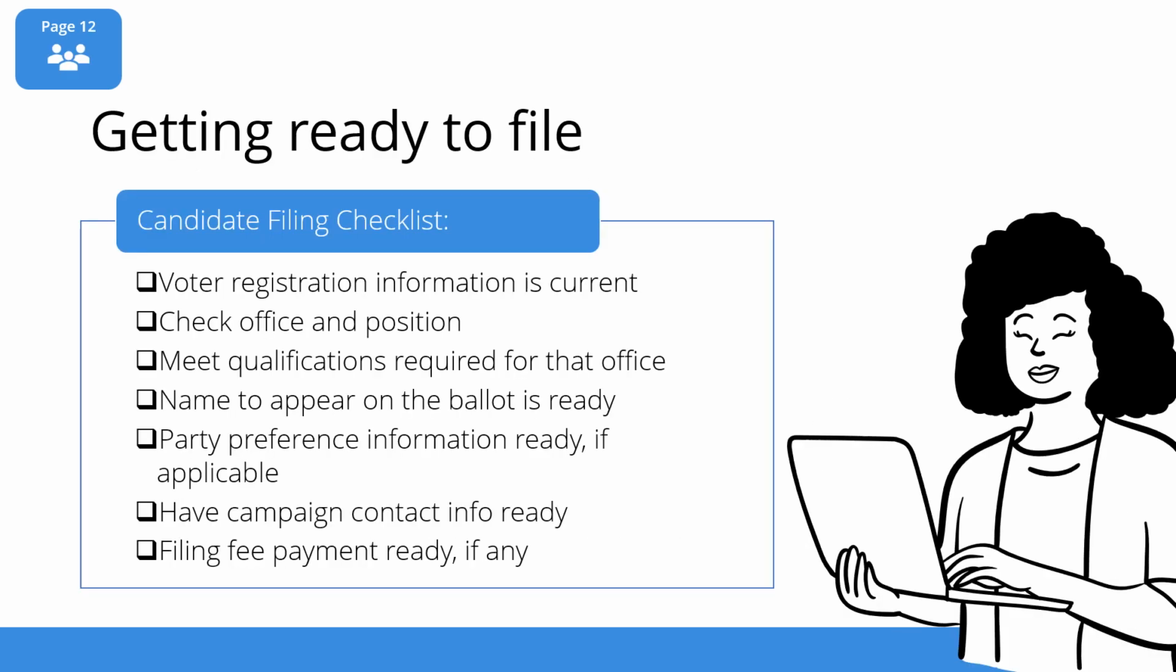Now that we've gotten through the overview, we are ready to go over the candidate filing checklist. In getting ready to file, you'll want to make sure that your voter registration information is current. Next, check that the office and position that you are interested in filing for is indeed up for election this year. Please make sure that you meet all qualifications required for that office, and keep in mind how you want your name to appear on the ballot, as well as how you want the party preference information to appear on the ballot if applicable. Please have campaign contact information ready and the filing fee payment ready, if any.